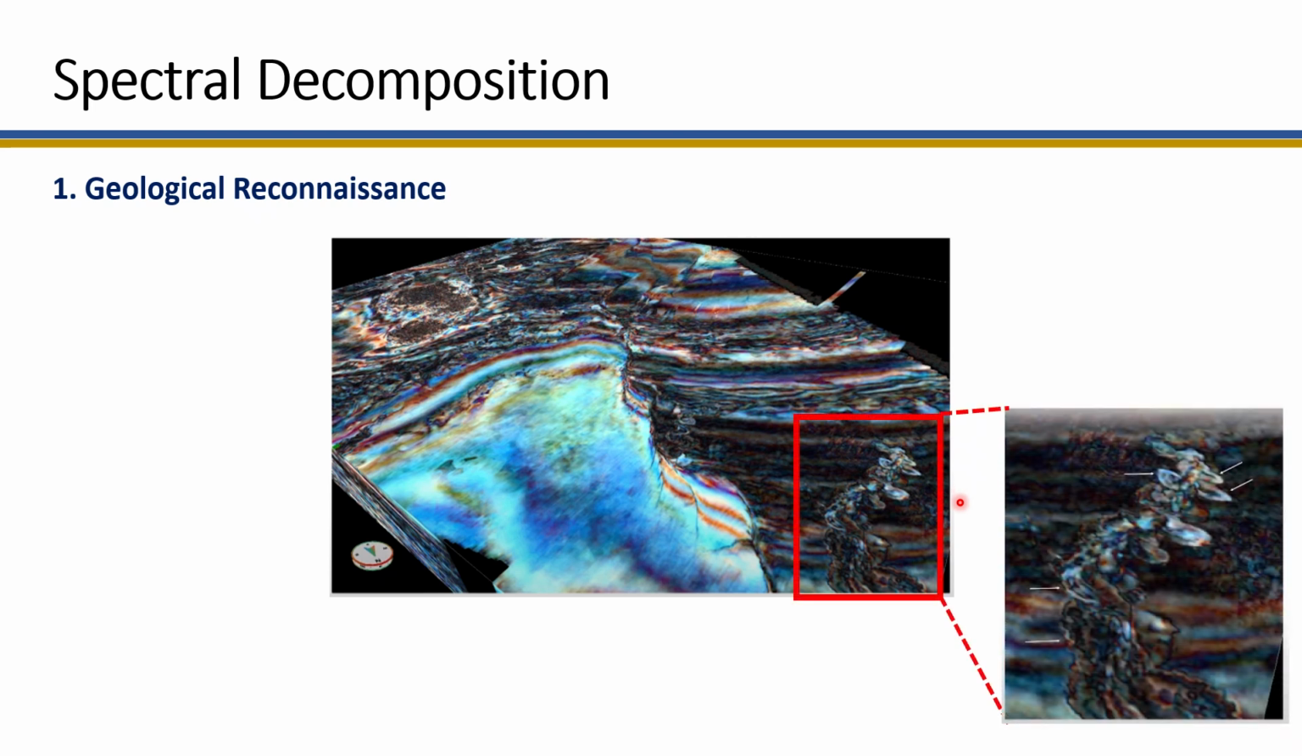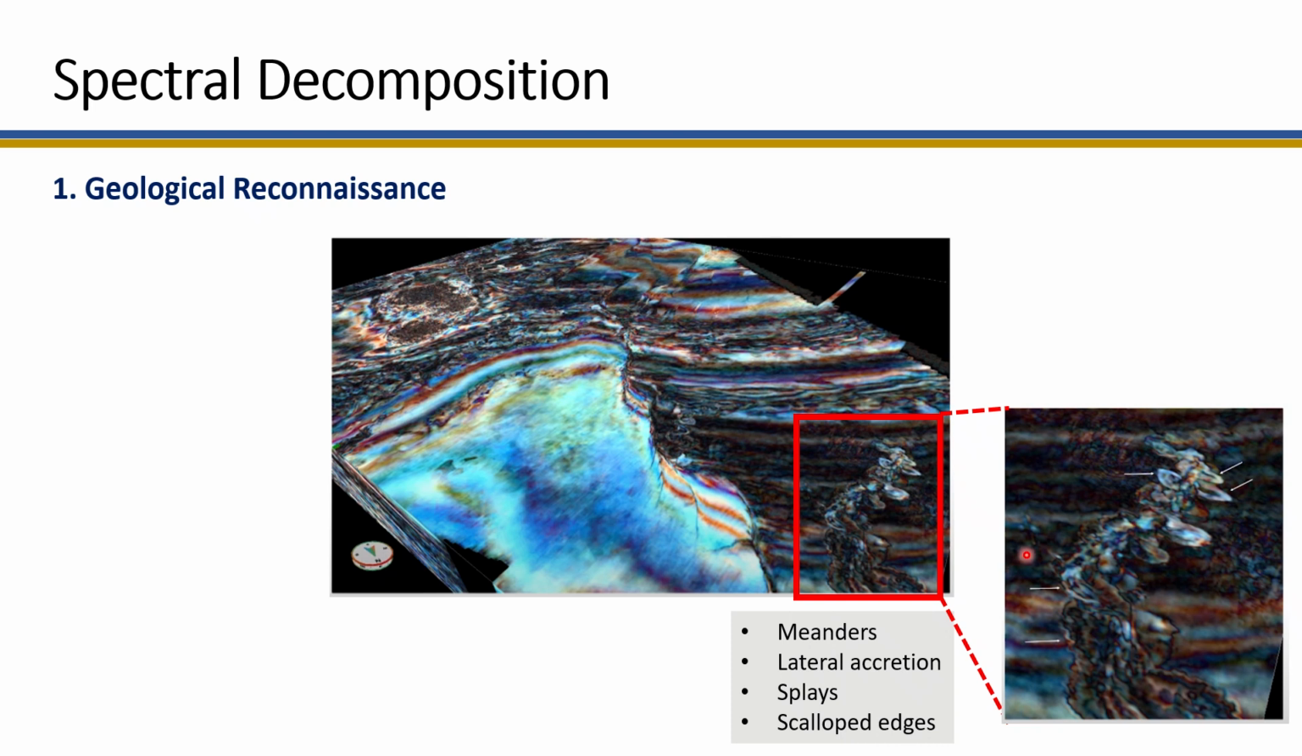So in the bottom right hand side here, we have another complex channel system. Again, quite easily we can see meandering loops, areas of lateral accretion, and splays coming in. We can also see a scalloped edge towards the bottom, indicating slumping coming down in those zones.